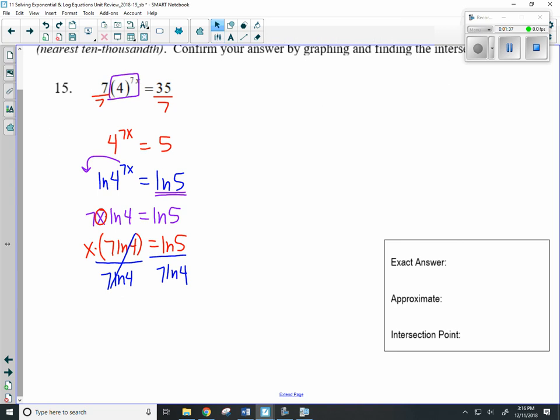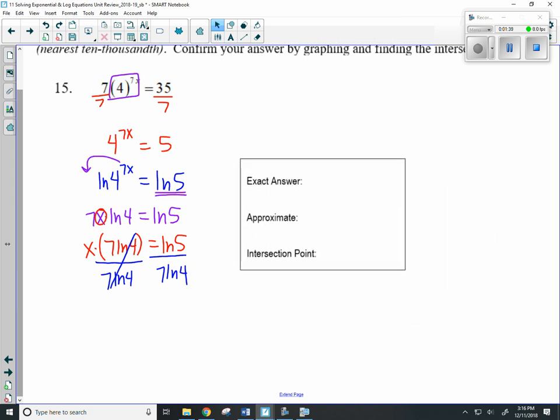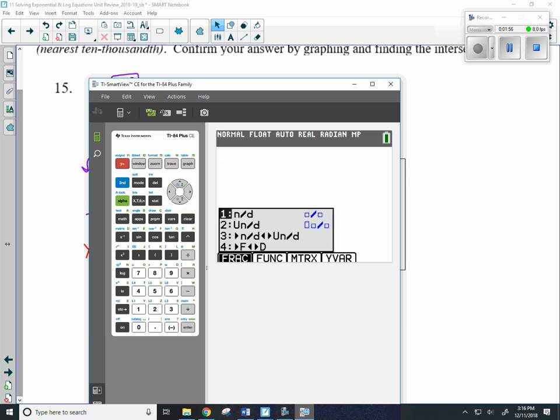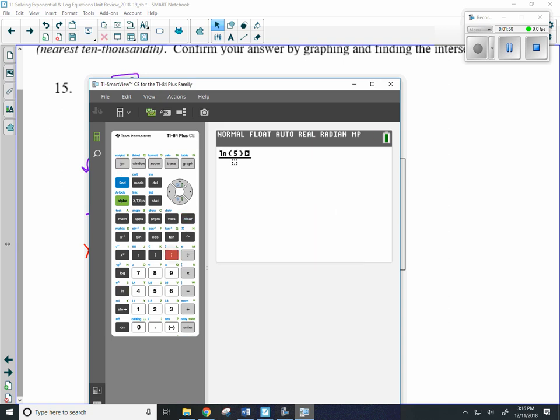So that's going to be our exact answer: ln 5 over 7 ln 4. To get the approximate answer, go ahead and type ln 5 over 7 ln 4 in your calculator, and that's going to be our approximate.